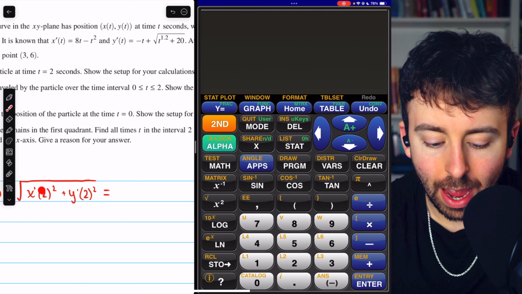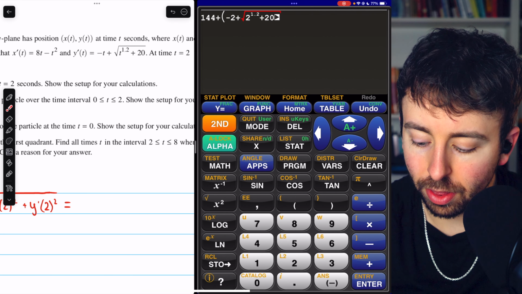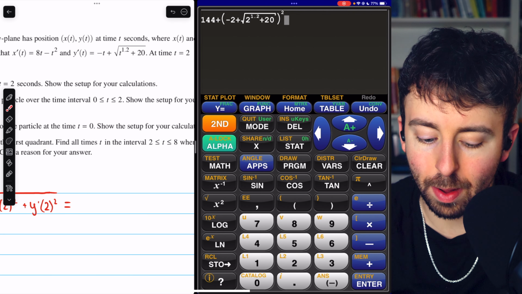x prime of 2, that's pretty easy to evaluate. That would be 8 times 2, which is 16, minus 4. So that's 12. But then we have to square it, which is 144. So x prime of 2 squared is 144, and then we will have to add y prime of 2 squared. So we'll plug that in. y prime of 2 is going to be negative 2 plus the square root of 2 to the power of 1.2 plus 20. And this whole thing needs to be squared because that's y prime of 2.